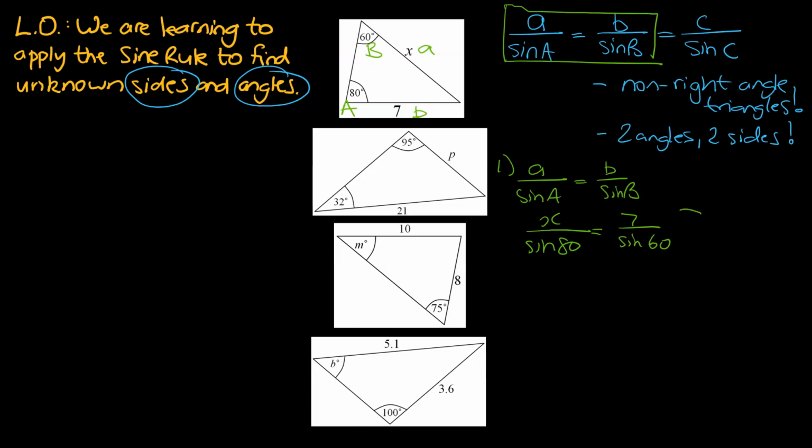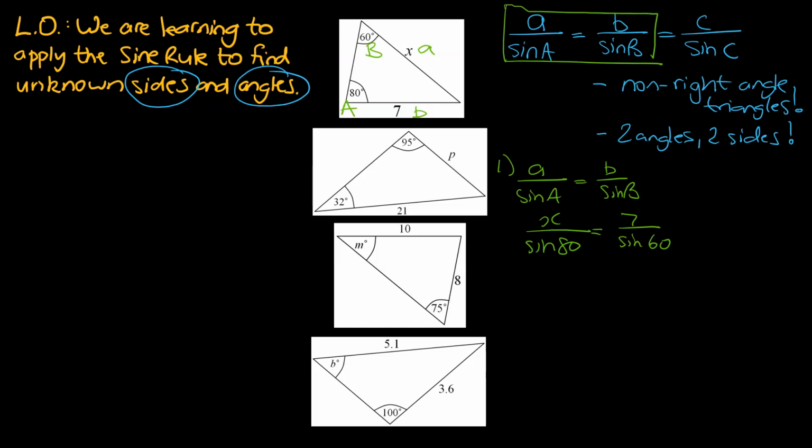Once we've got this, we've just got an algebraic equation with 2 fractions on either side. A friendly reminder, sine 80 and sine 60 are just numbers. We can move those numbers left and right of the equal sign, just like we would for any other equation. So we can get x by itself if we get rid of the sine 80. We're going to take that to the other side. Currently we've got divide by sine 80, so the opposite of that is times sine 80.